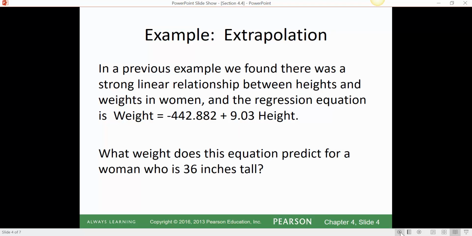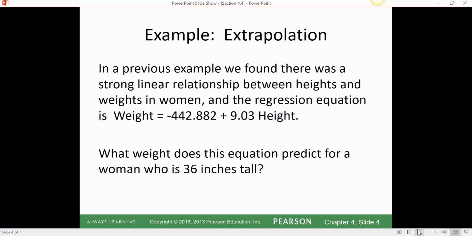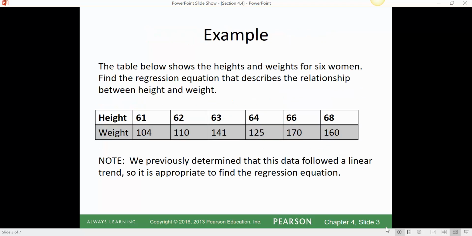If I go back to my data, for height, the lowest height I have is 61 inches, and this is asking you to pick 36. So this is extrapolation. We're before our data set. Anything below 61, like 60.5 or 60.99, would be considered extrapolation, and anything above 68 would be considered extrapolation. You don't want to go below or above the min and max of your x-axis.